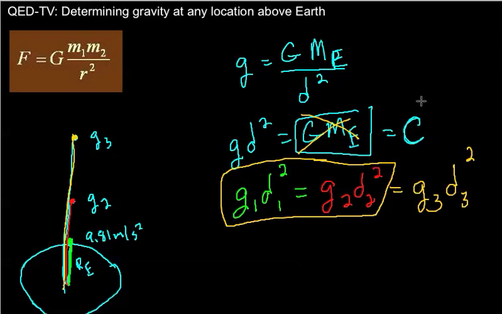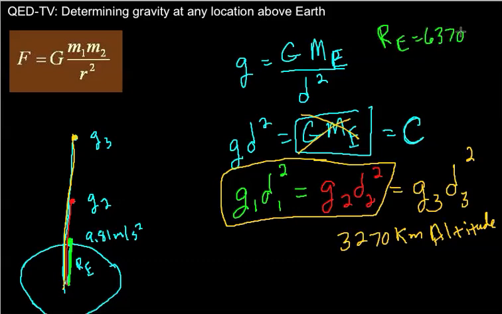Okay, so let's do a problem here. Let's say that we want to figure out what is gravity at a point that is 3,270 kilometers altitude. Altitude, that's important, because altitude means above the surface of the Earth. So what is the radius of the Earth? It's something we should probably remember. Radius of the Earth equals 6,370 kilometers.